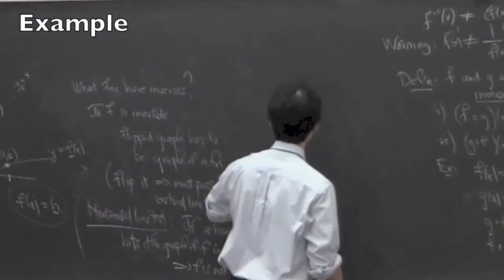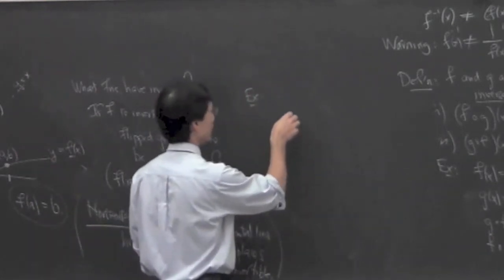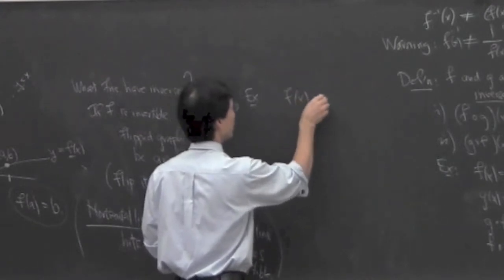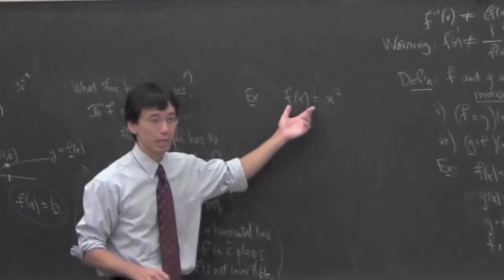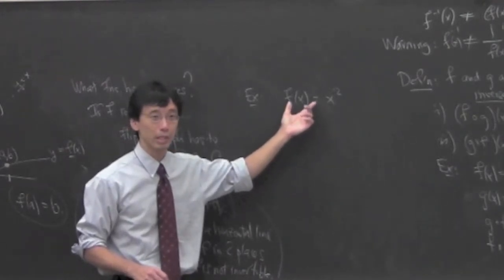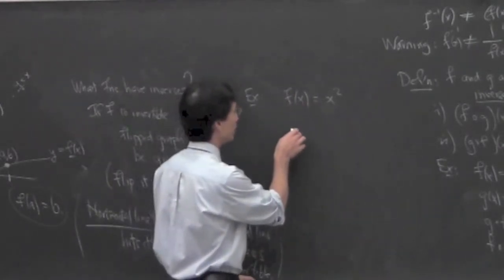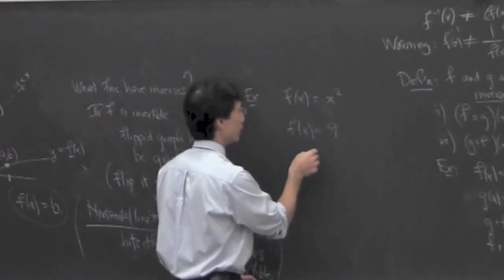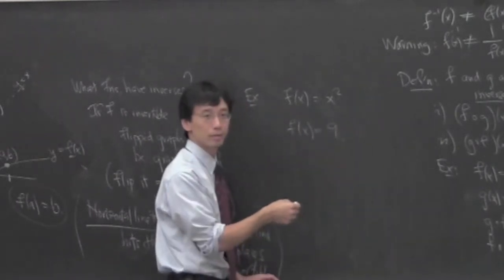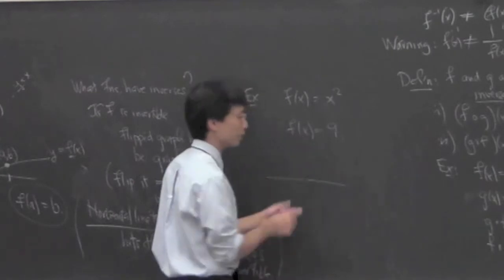So the example which we basically already hinted at is f of x equals x squared. Does this function have an inverse? Is there something that will reverse it? If I say f of x equals 9, then what is x? You don't know. It could be either 3 or negative 3.